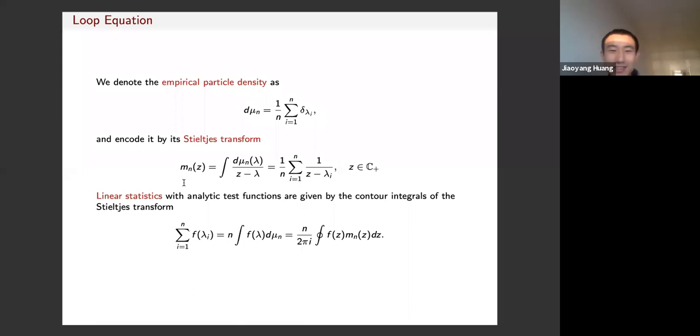For the linear statistics with an analytic test function, which is the sum of f(λ_i), also n times the integral of f dμ_n, you can write it as a contour integral with respect to the Stieltjes transform. This contour encloses all the particles. In this way, to understand the law of large numbers and the central limit theorem of the measure, you only need to understand the law of large numbers and central limit theorem for m_n, the Stieltjes transform, at different z.